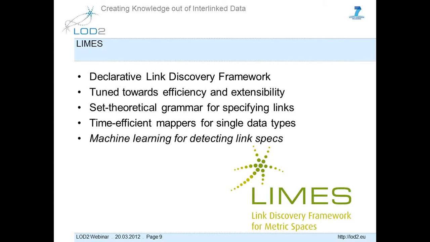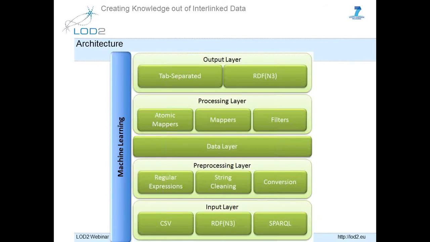LIMES relies on a set theoretical grammar for specifying links. I'll explain that in a minute, and provides, as said before, time-efficient mappers for single data types such as numbers, dates, but also different types of strings and different measures. And on top of all that, machine learning for helping you while detecting link specifications.